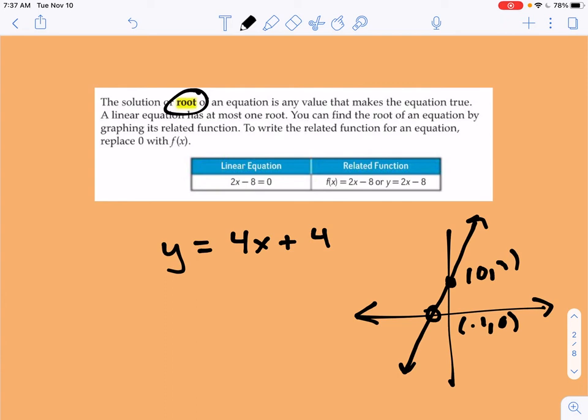When they talk about the zero of it, they don't mean the y-intercept. They're talking about where it crosses your x-intercept. And if you think about it, that makes sense because you're making y 0.